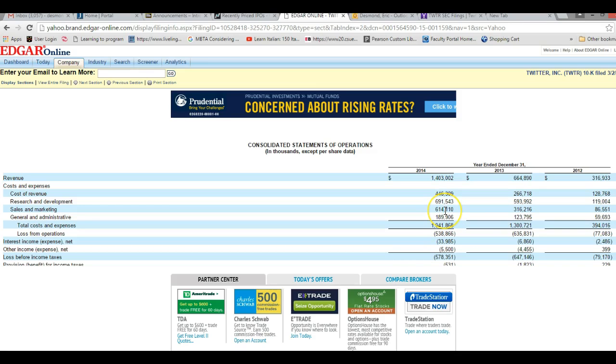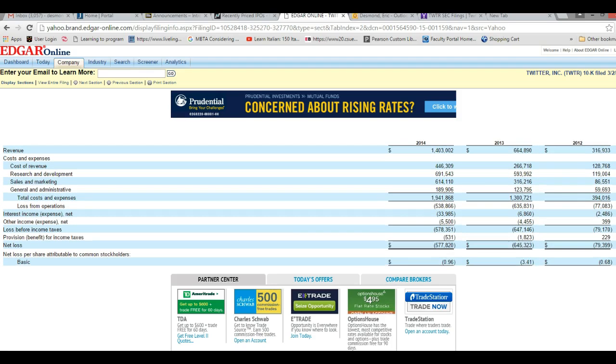Sales and marketing, research and development, sales and marketing. You can see these two components right here have jumped up significantly, especially sales and marketing year over year. So they're putting a tremendous amount of money into research and development. And one thing you can do here is look at the amount of money they spent in research and development, also known as R&D, and then look at how much money they lost.